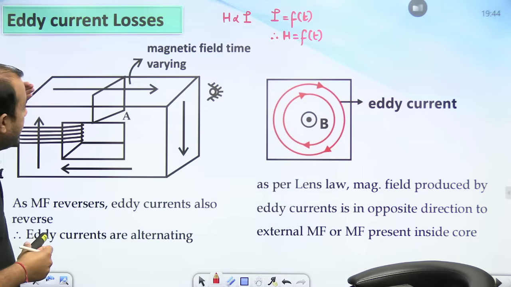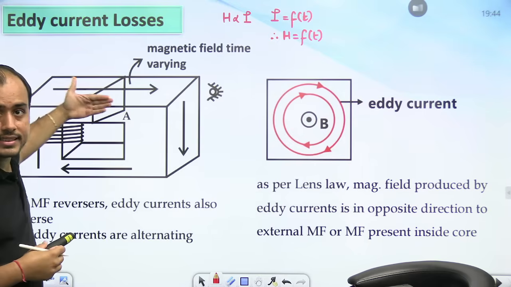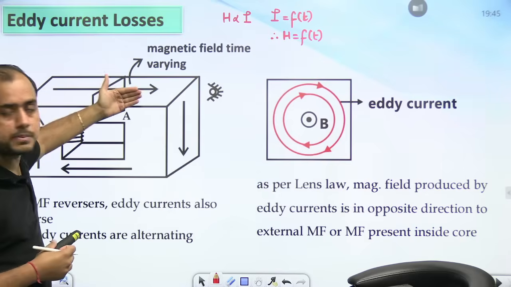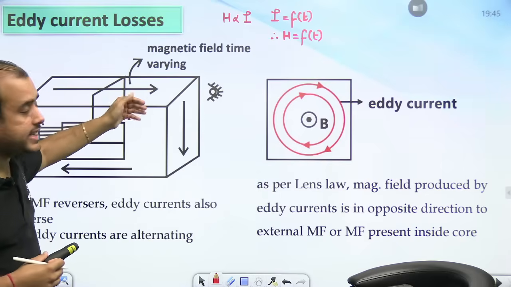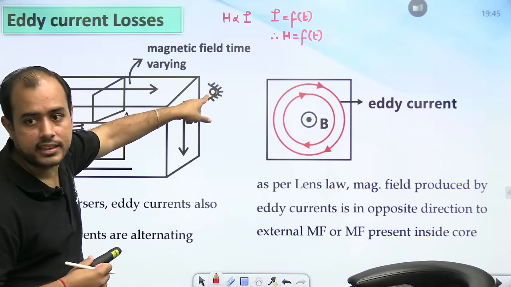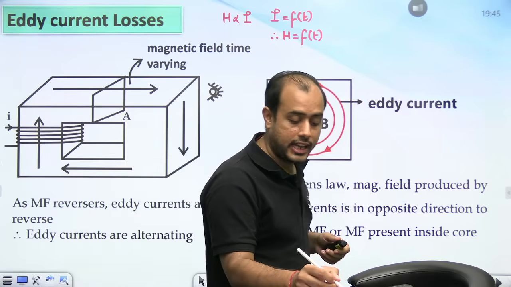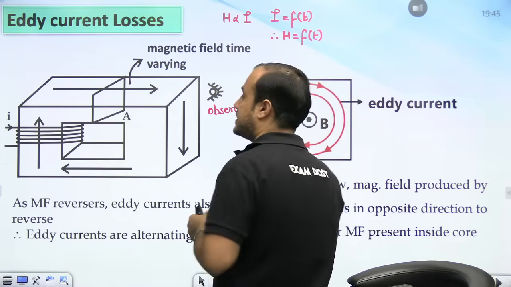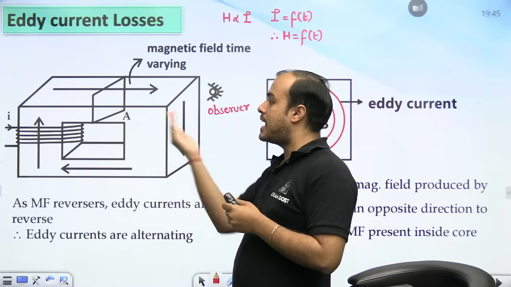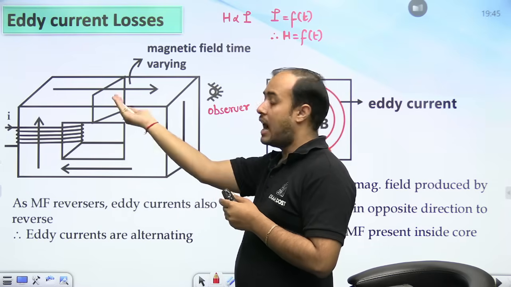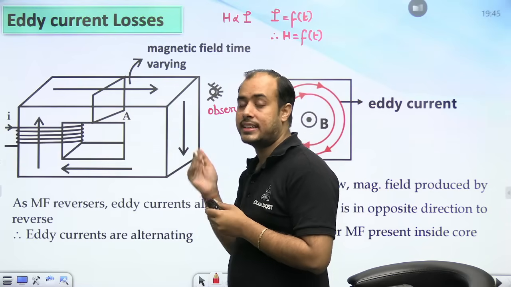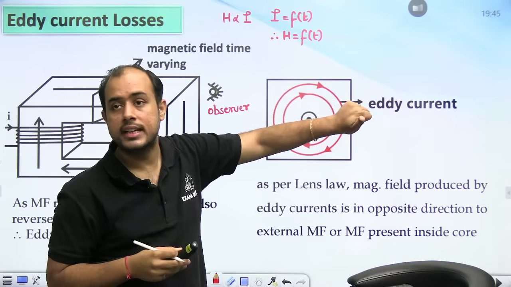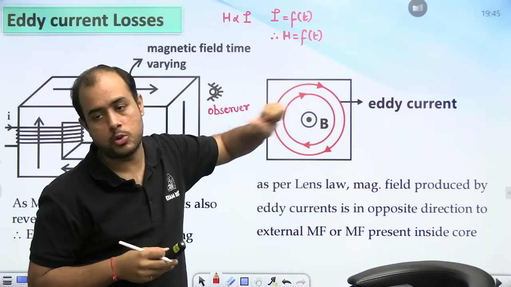Now beta, when this magnetic field cuts this area, this is the area, this is the cross sectional area. When this magnetic field crosses this area, if I see from this side, this is my observer. If I stand this side, it will appear that magnetic field is coming to me. अगर मैं इस तरफ से देखूं तो मुझे लगेगा मैग्नेटिक फील्ड मेरी तरफ आ रही है. So this is the observer point of view that magnetic field is coming outside.